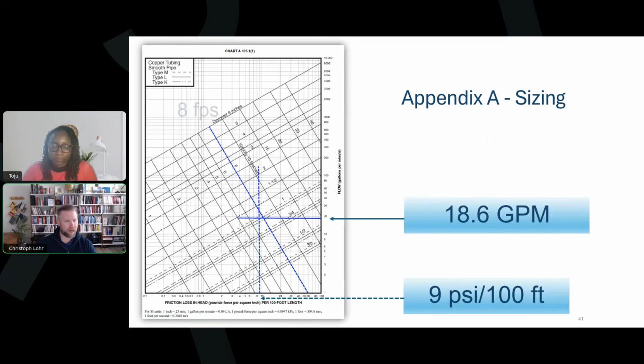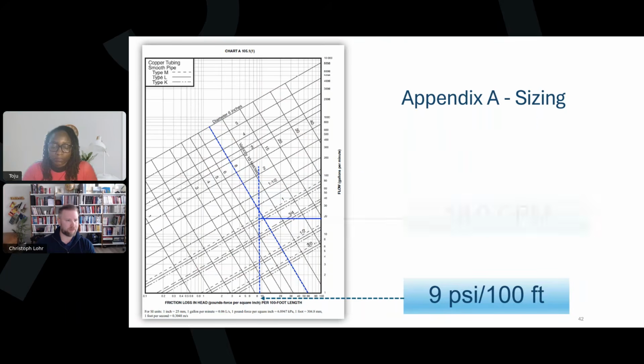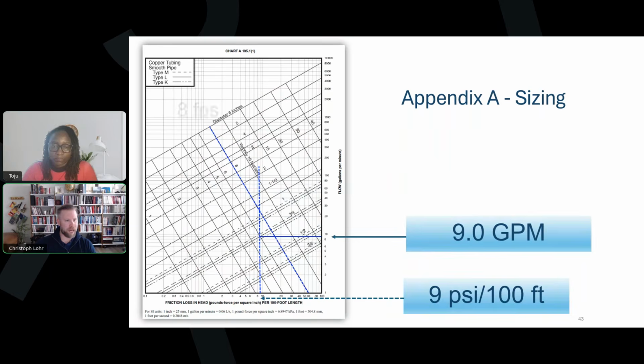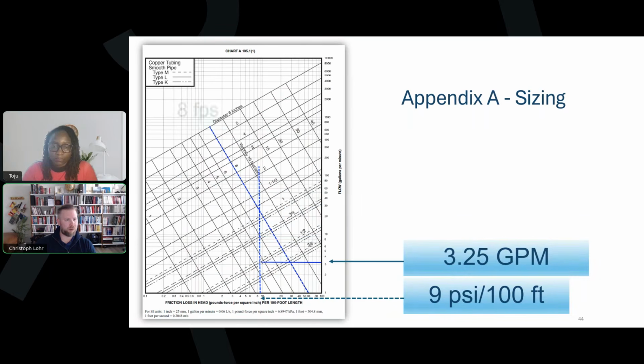So in our case, our 18.96 GPM, if we were to draw another line here, it intersects right there, slightly over a 1. So we want to make sure that we end up going up to the next size of 1.25 inches. Then 18 GPM is where we change to a 1 inch. 9 GPM is where we change to a 3/4 inch. And then 3.25 GPM is where we change to a 1/2 inch. And again, these are all below that 8 foot per second for cold water.